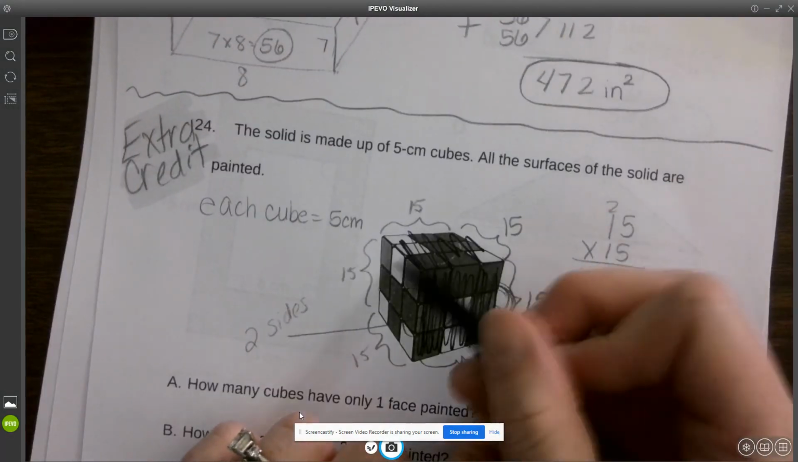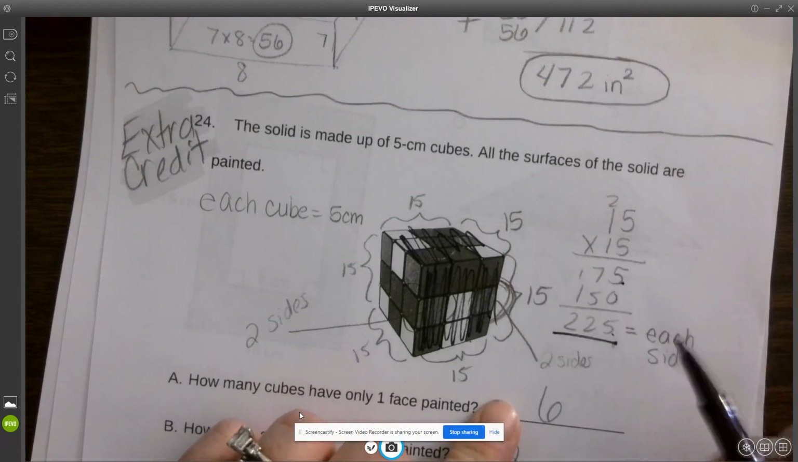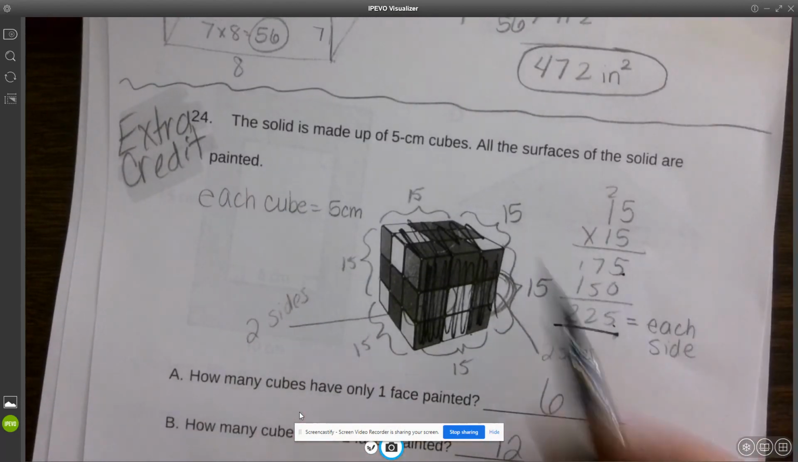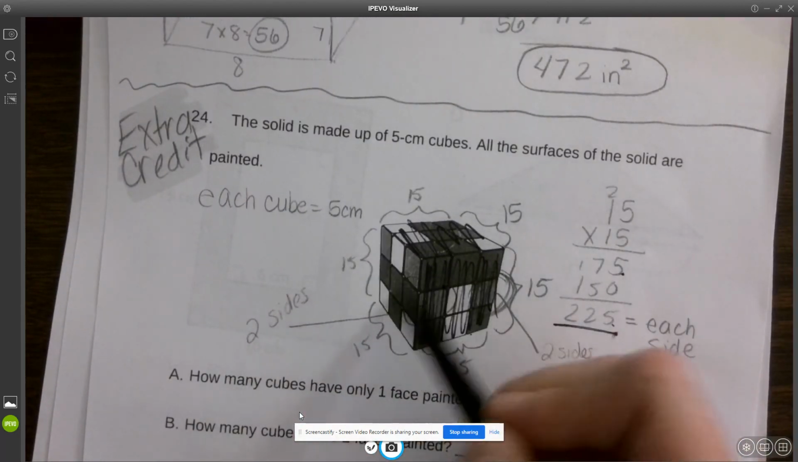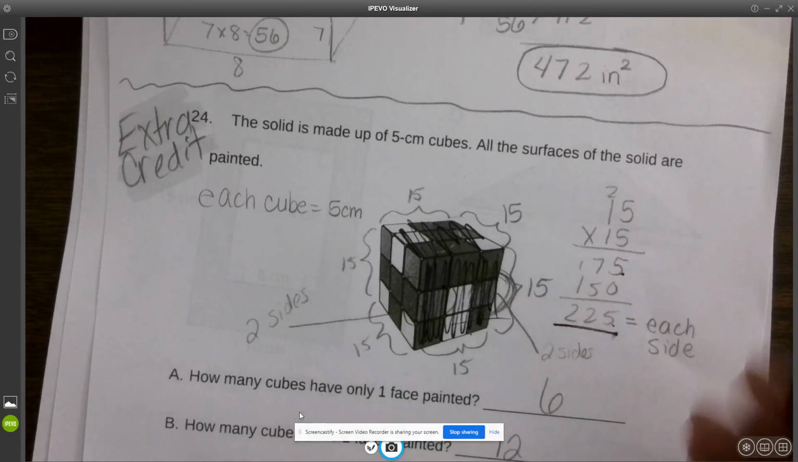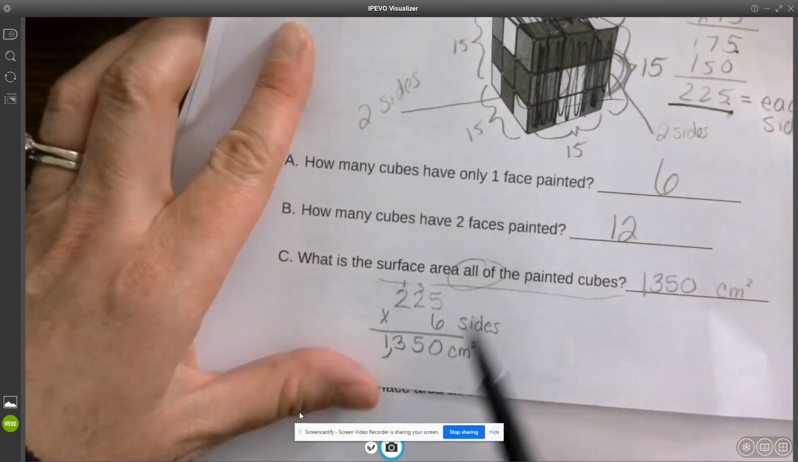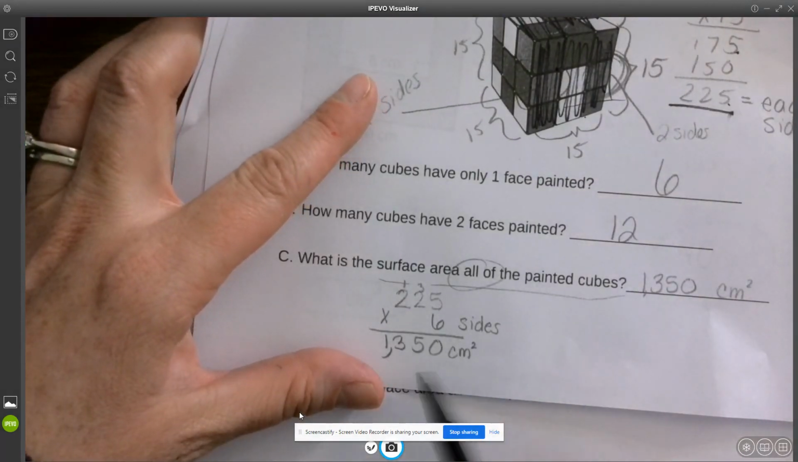Now there's 6 of these sides. So then you have to go 225, because each of these is 225. 225, 225, 225. There's 6 sides. So 225 times 6, it would be 1,350. Again, this is all extra credit.